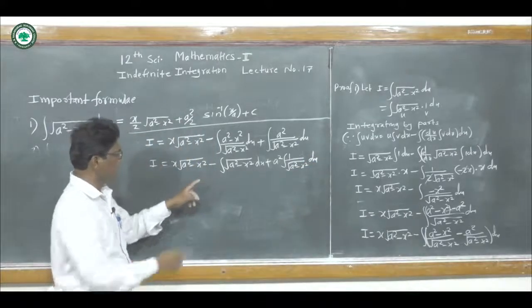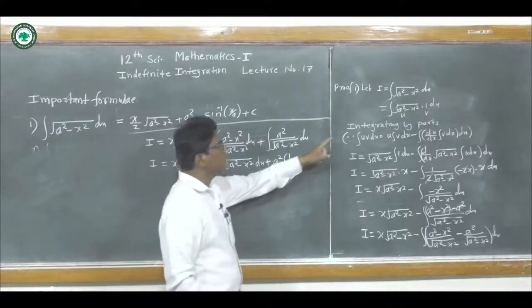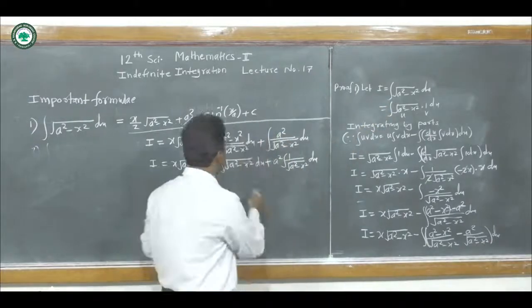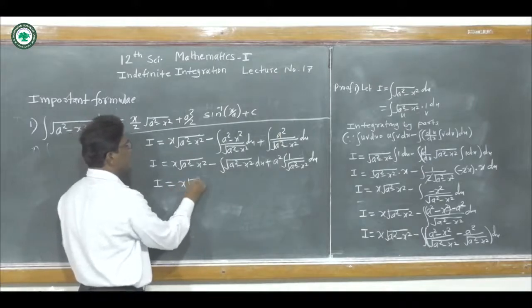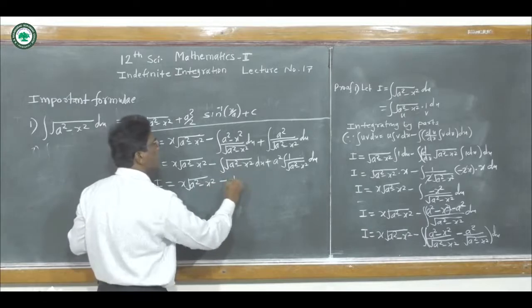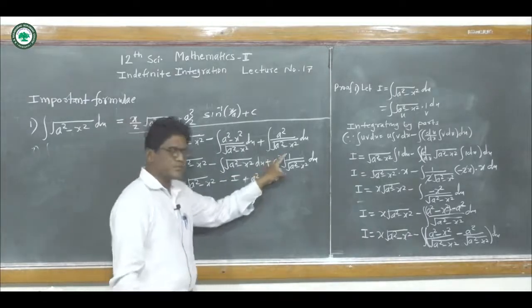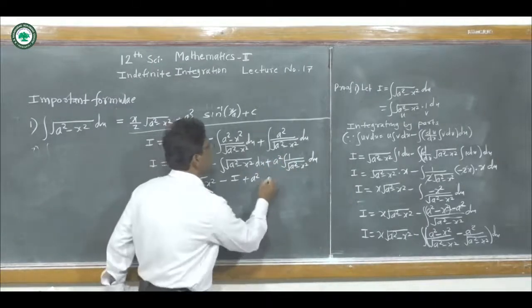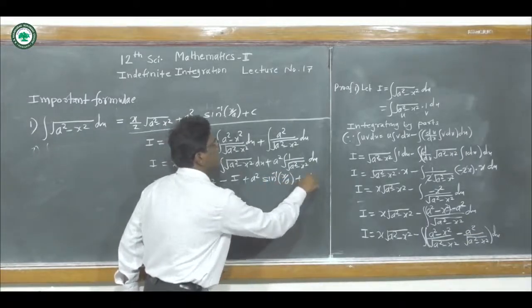Now see here, this integration of root of a square minus x square is nothing but our given problem. We call it as I. So we put here I. So I is equal to x into under root of a square minus x square, and minus this is I, and plus this a square as it is, and we know that integration of 1 upon under root of a square minus x square dx is sine inverse of x upon a, and plus c dash suppose.